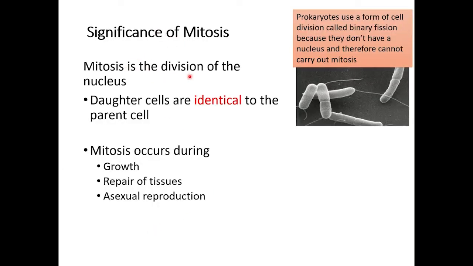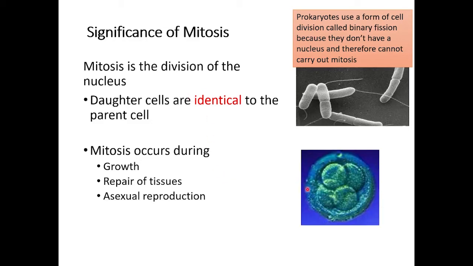Significance of mitosis. Mitosis is the division of the nucleus between two daughter cells, and the two daughter cells have to be identical. Mitosis occurs during growth, repair of tissue, and asexual reproduction. Growth is like when you're growing up. Repair of tissues is like when you get hurt, so you scratch your arm or your leg. In sexual reproduction, the sperm and the egg meet, and through mitosis the bunch of cells starts growing into a human eventually. This is what it looked like at a very early stage.